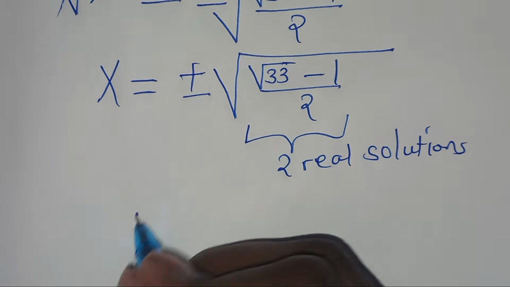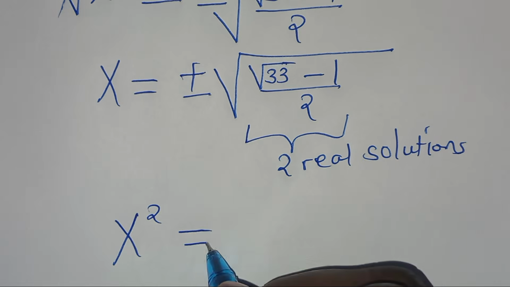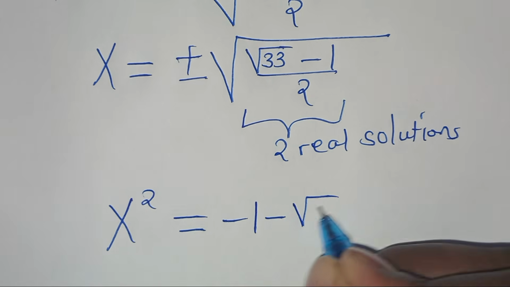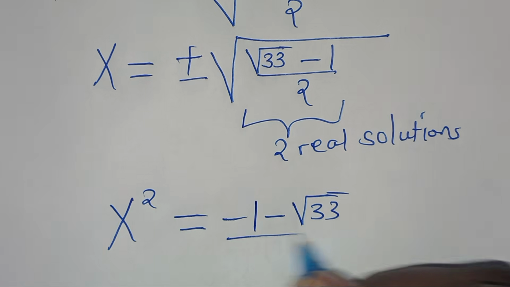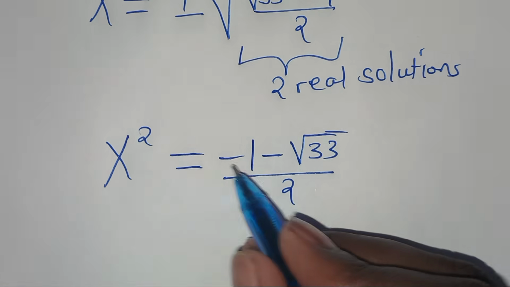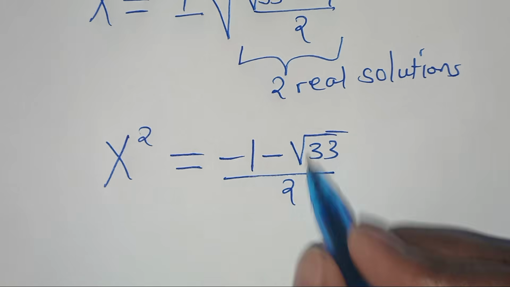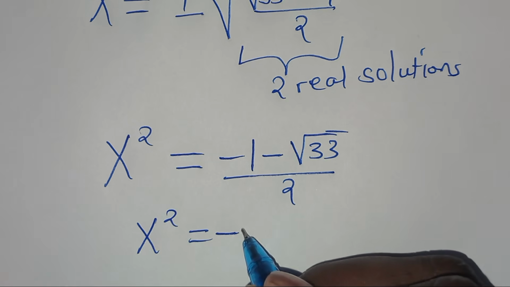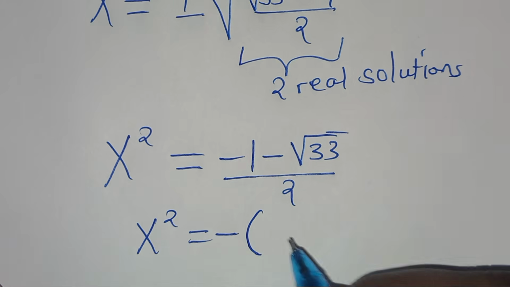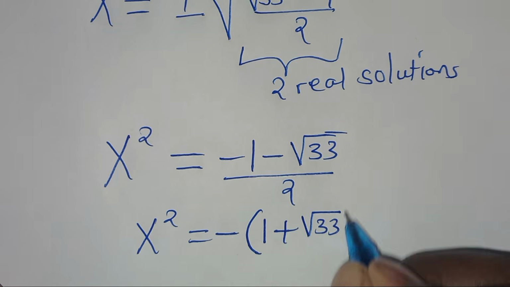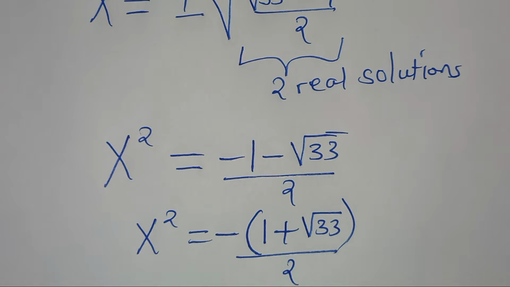And then we have x to the power of 2 equal to u2, which is minus 1 minus the square root of 33 divided by 2. Now we can express minus 1 minus the square root of 33 as minus, this is minus into the parentheses, 1 plus root 33 divided by 2.